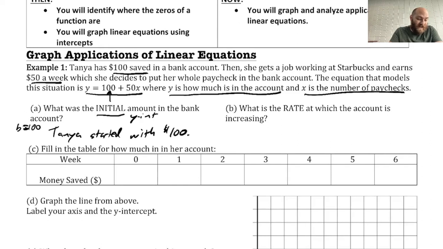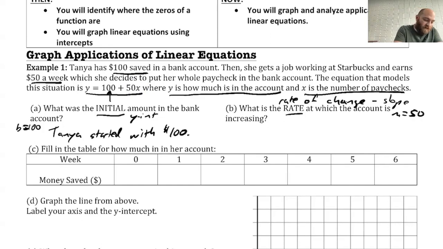What is the rate at which the account is increasing? So this rate, remember we talked about that as a rate of change. As we read through this scenario, we identify what is changing. Well, the amount is going to change based on the number of paychecks. And every time that changes, it's changing by 50. So the rate of change is also the slope. In this case, that was 50.